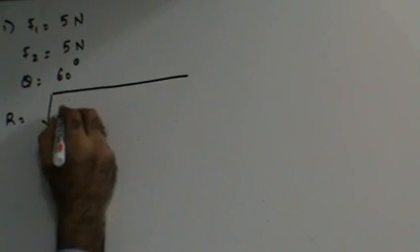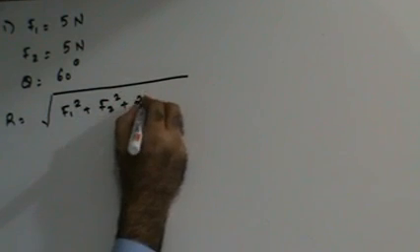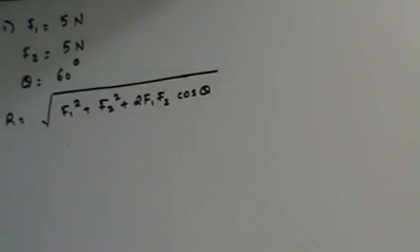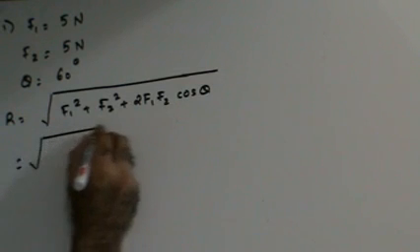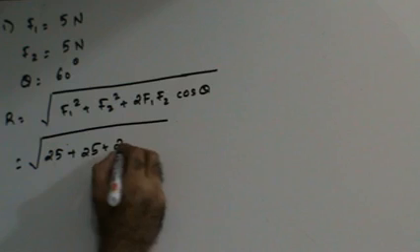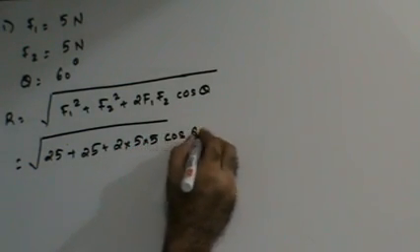Now I can use the parallelogram law of vectors. As per the parallelogram law of vectors, R is nothing but the square root of F1 square plus F2 square plus twice F1 F2 cos theta. That was my parallelogram law of vectors, right? So in that case, this is going to be square root of 25 plus 25 plus 2 into 5 into 5 cos 60.